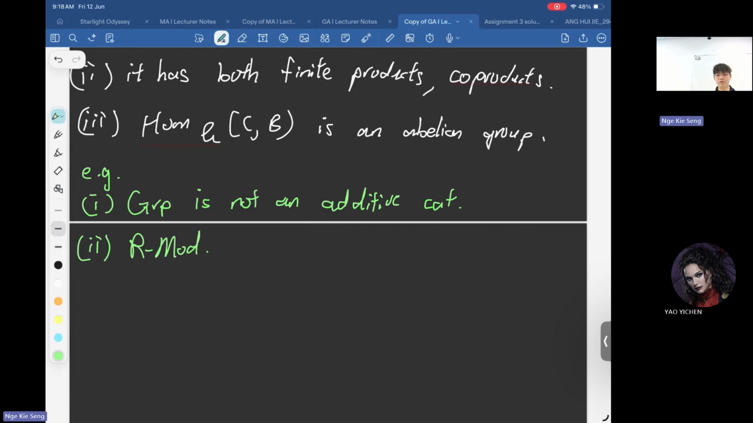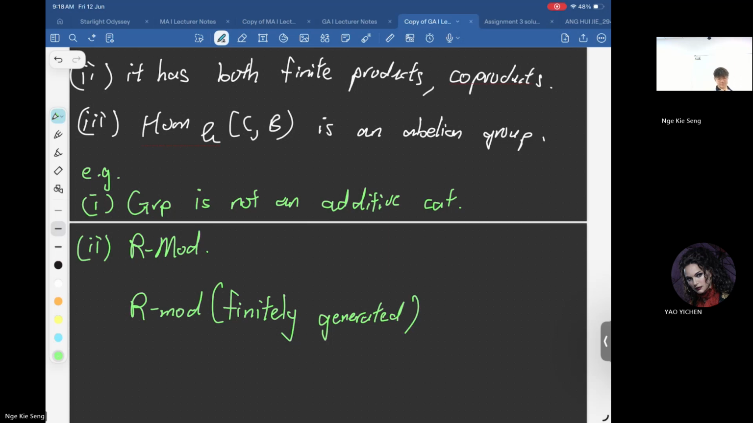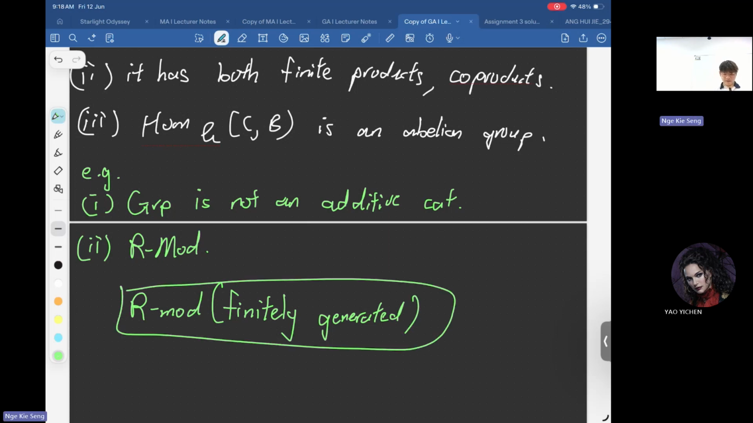By the way, there are two notations for R modules. I think one of them is R small mod, where this one is for finitely generated. Later we will encounter this finite. Okay, this is an additive category. It's additive.